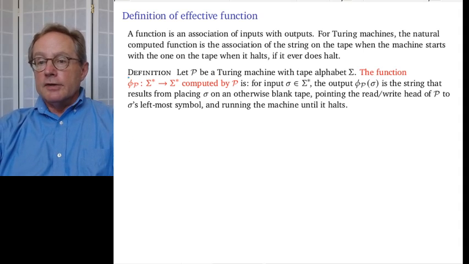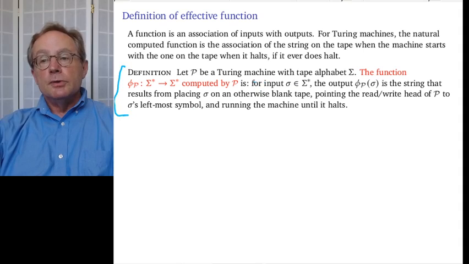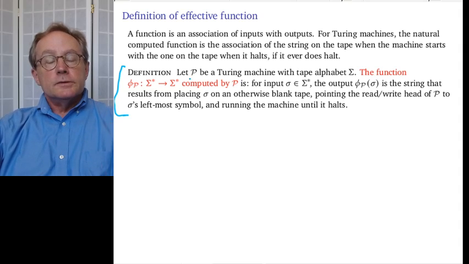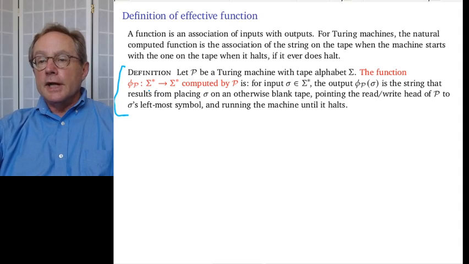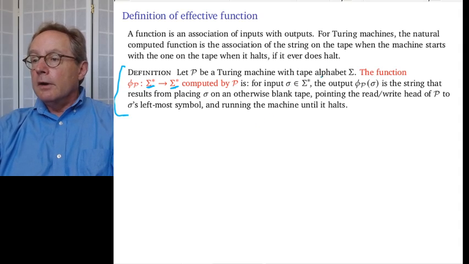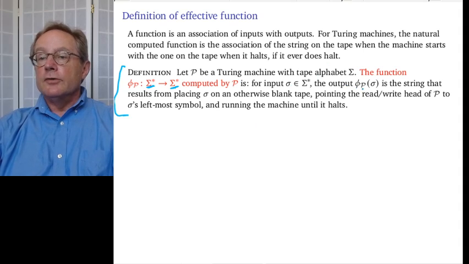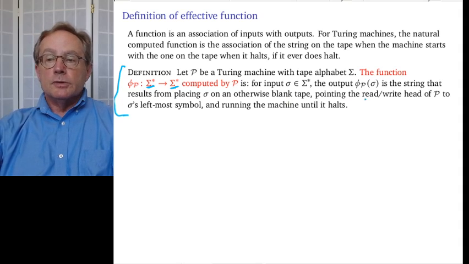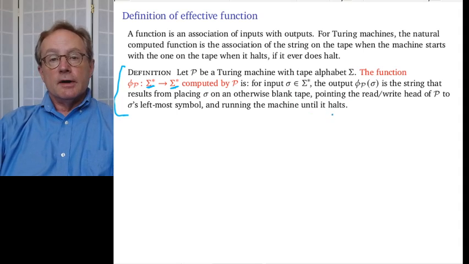So here we go. The definition says let P be a Turing machine with tape alphabet sigma. So this is going to be the function computed by P. If you give me a different P, you'll get a different function. The function, you see, takes strings of characters from the tape alphabet to strings of characters from the tape alphabet. Computed by P is you put sigma on the tape, and then the output, phi sub P of sigma, is the string that results from placing sigma on the otherwise blank tape, pointing the read-write head to sigma's leftmost symbol, and running the machine until it halts, if it ever does halt.